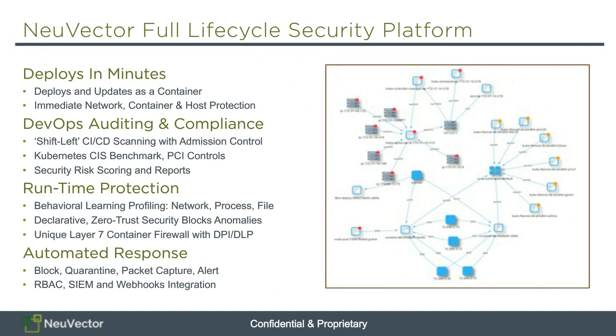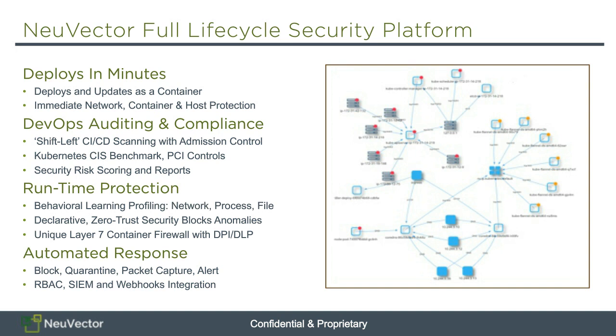Here's the list of features from our latest 3.0 release that we announced only about a month ago. First, NeuVector is just another container, and we deploy as a single container on every node. We're not a sidecar, we're not an agent, and you don't need to modify your container images to deploy NeuVector. As such, we're just another container sitting alongside the containers that we protect.